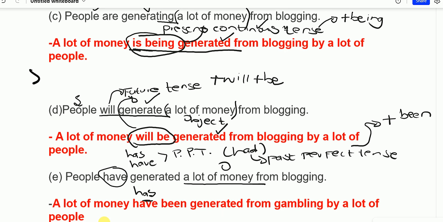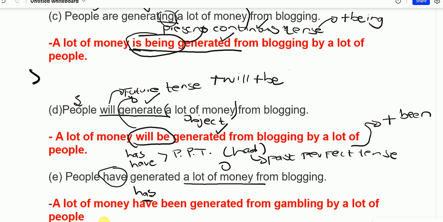So here, let us repeat. We added is being, provided the sentence ends with ing to show it's a present tense. We add will be if it's a future tense, and then we definitely add plus been, whether it is a present or a past perfect tense.